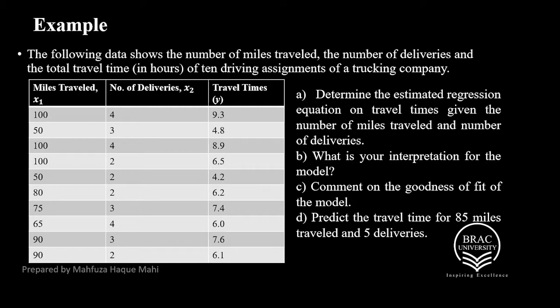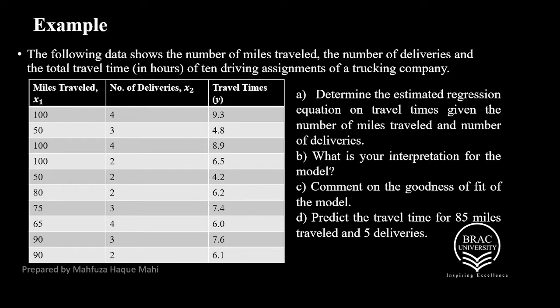So the data in this table shows the number of miles traveled, the number of deliveries and the total travel time of 10 driving assignments of a trucking company. You can see in the table the first column is for miles traveled, the second column is the number of deliveries, and the third column is for travel times.